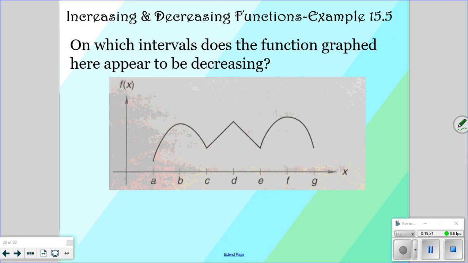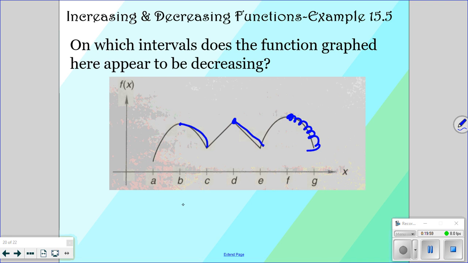So looking here, on which intervals does it appear to be decreasing? If we look, right now, we are going up. We are increasing. Think about a roller coaster. Where is your stomach going to start dropping? Once you go from here down. So that would be where it is decreasing. But here, you're increasing, increasing, increasing, increasing. But once you get to this point, you start decreasing. And then again, we're increasing here, and we decreased all of that. So the intervals, that would be from B to C.